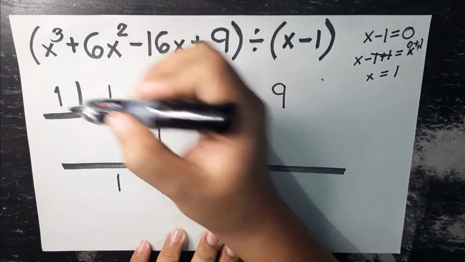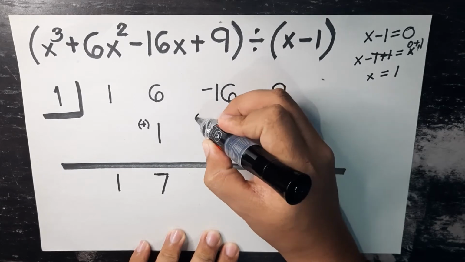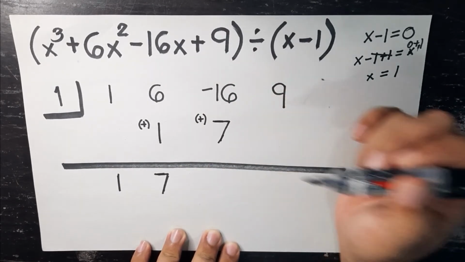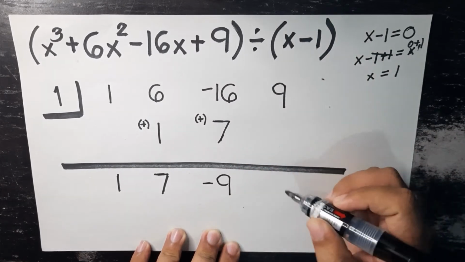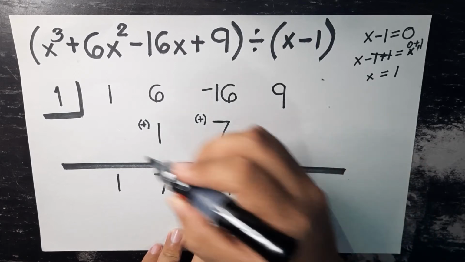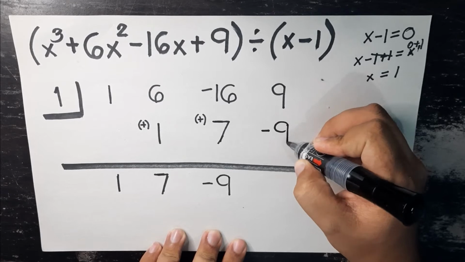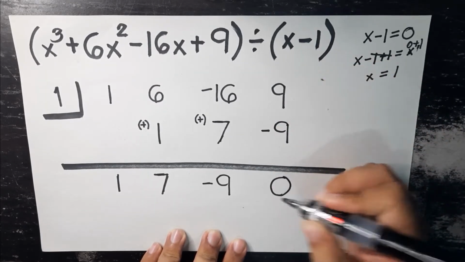7 times 1 will give us positive 7. And then we have to add again. Negative 16 plus 7 will give us negative 9. Same process again. Negative 9 times 1 will give us negative 9. And then 9 minus 9 will give us 0.